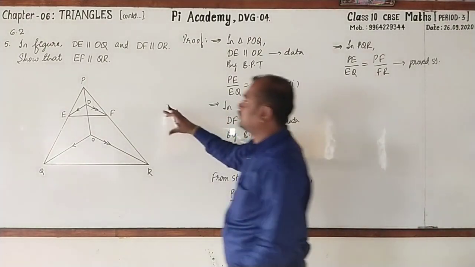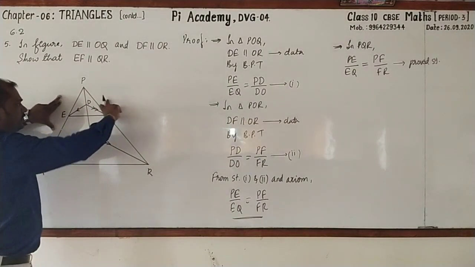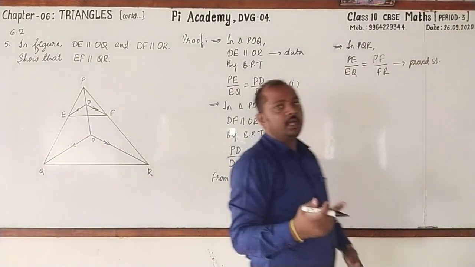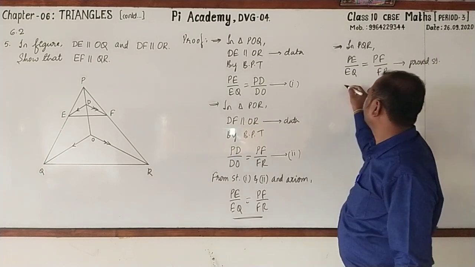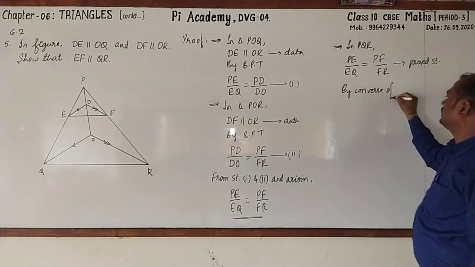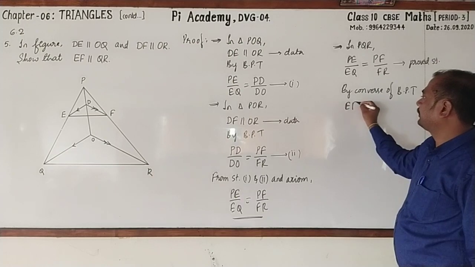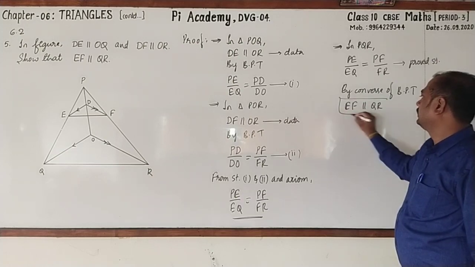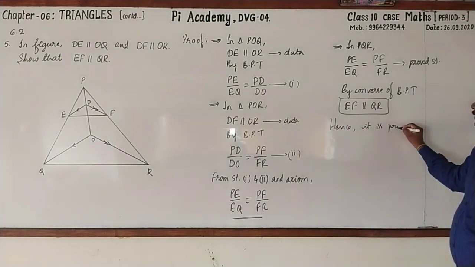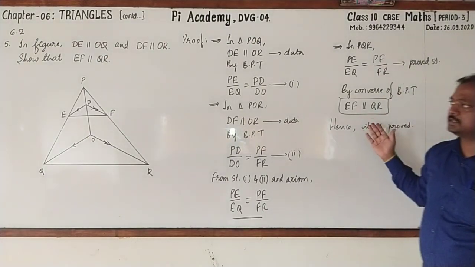Then if these two ratios are equal, that is, this line divides two sides proportionately, then it is parallel to the third side. So EF is parallel to QR according to converse of Thales theorem. Here I'll write by converse of BPT, we can write EF parallel to QR. Hence the statement is proved. Hence it is proved. Hope that you have written. If not, just go for copying as it is.